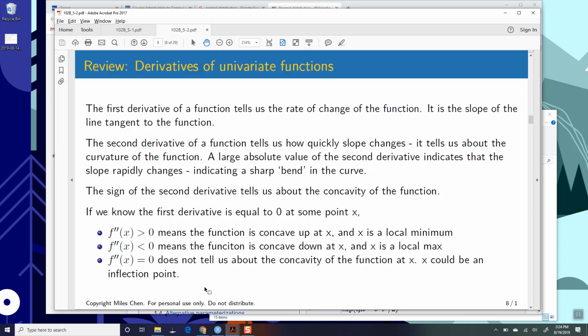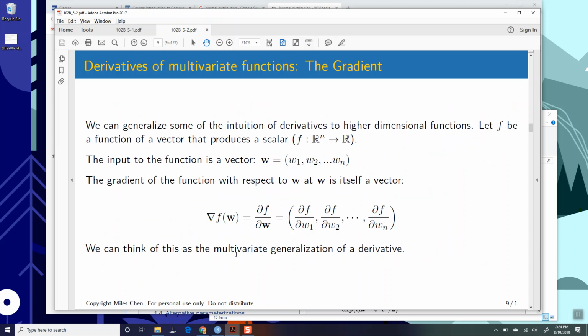Okay, so a large second derivative, or a large absolute value of the second derivative, gives us information about the curvature, how sharp or pointy it is, okay? It also tells us if it's concave up or concave down, and if there's maybe an inflection point. We've got stuff like that, right? Okay, so anyway, this is what we have. All right, and then here we're talking about gradients.